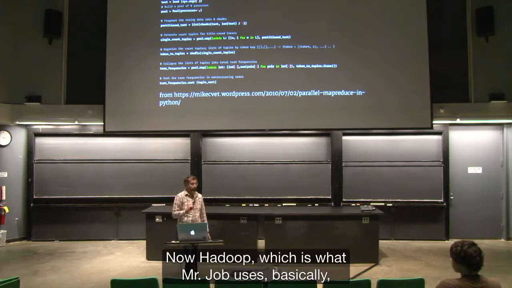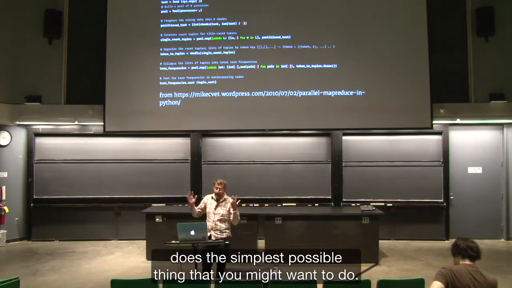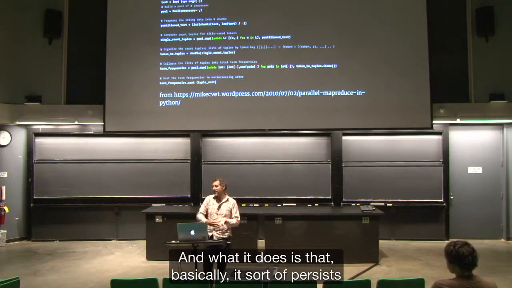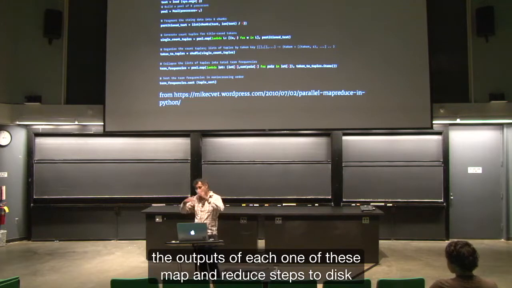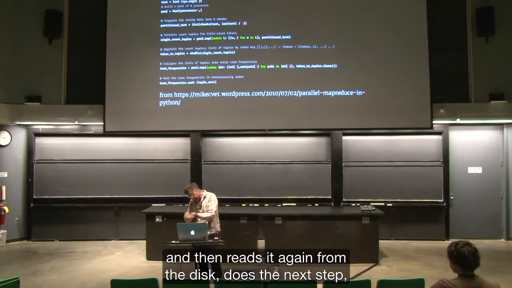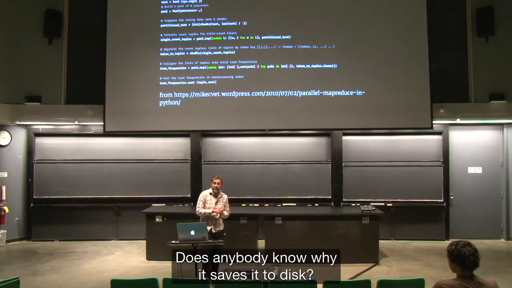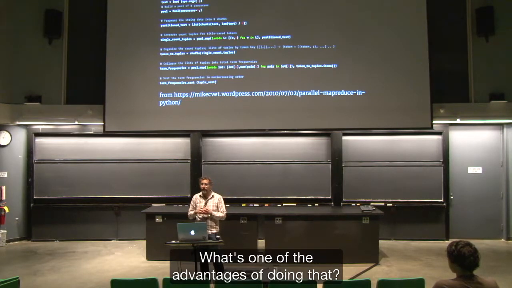Now, Hadoop, which is what MrJob uses, basically does the simplest possible thing that you might want to do. What it does is that it persists the outputs of each one of these map and reduce steps to disk, and then reads it again from the disk, does the next step, saves it back to disk. Does anybody know why it saves it to disk? What's one of the advantages of doing that?